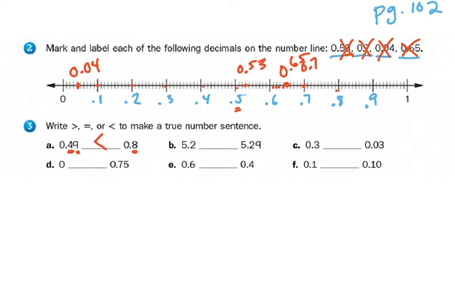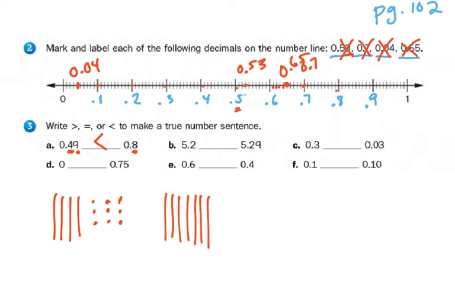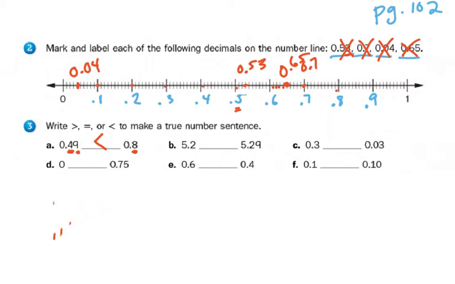So be careful with that. Just because we look at the number 49, just remember it's 4 longs and 9 cubes. 8/10 would be 1, 2, 3, 4, 5, 6, 7, 8 longs. And this is definitely larger. So be careful. Place value is so important.